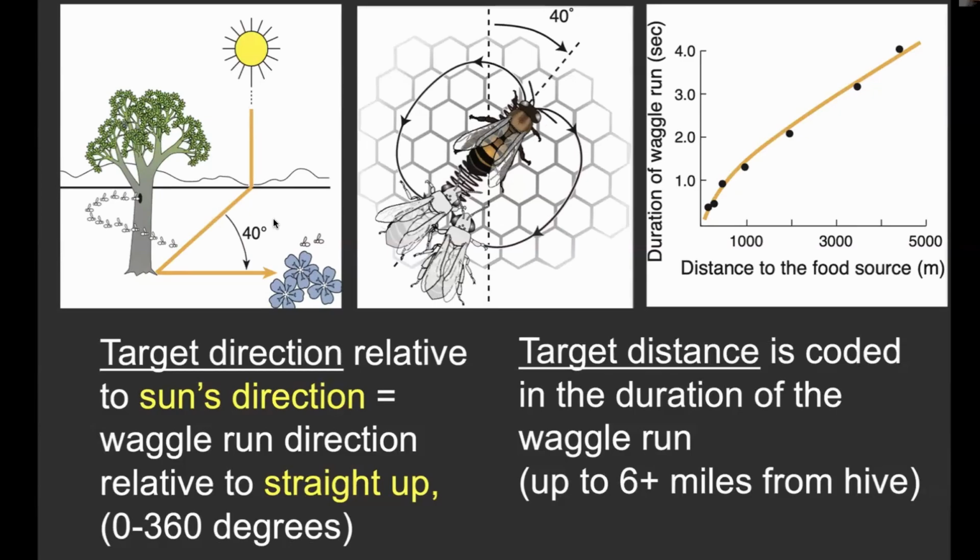And the coding, just to summarize: the angle of the waggling indicates direction relative to the sun, and the duration of the waggle run indicates the distance to the target.